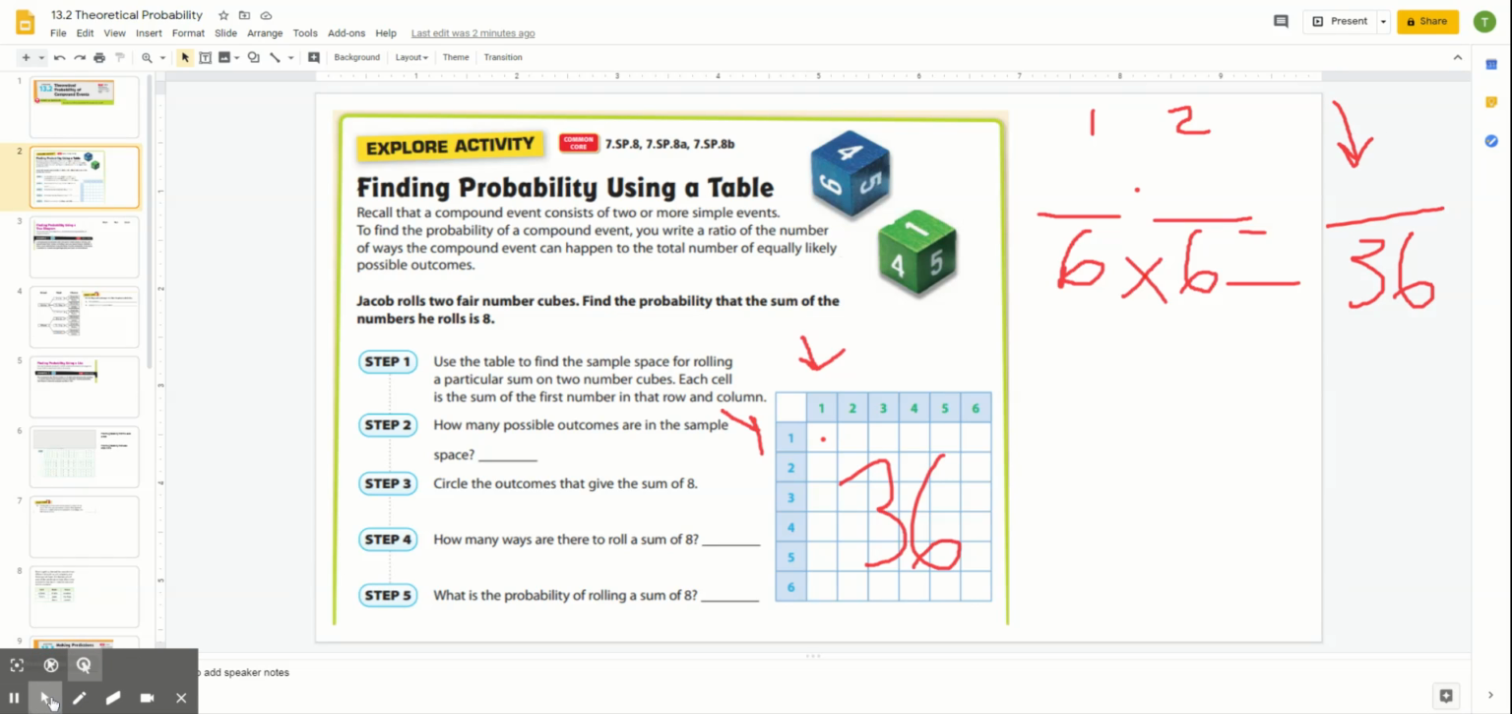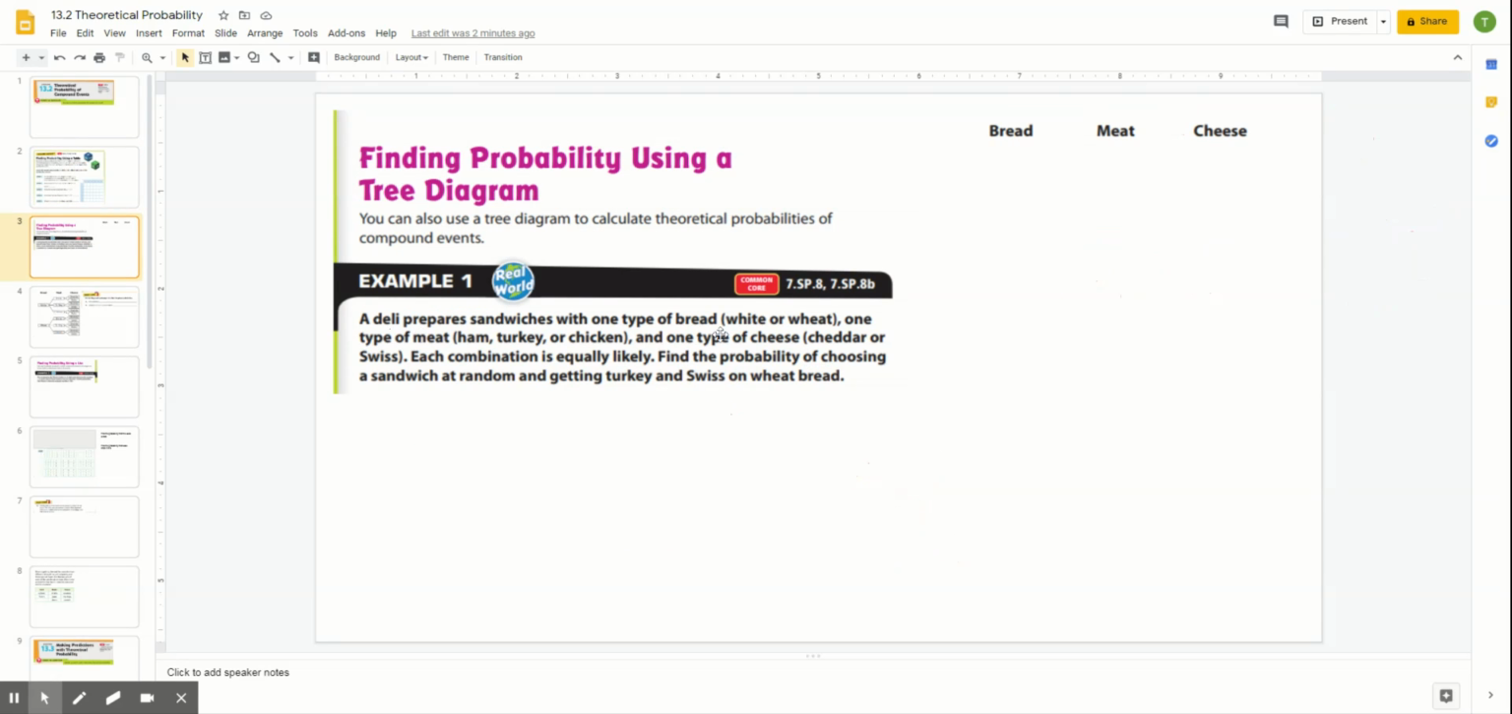All right, so you'll see a very common example such as this when it comes to sandwiches, like in a store. So a deli prepares sandwiches with one type of bread, white or wheat, one type of meat, ham, turkey, or chicken, and one type of cheese, cheddar or Swiss. All right, so we have those broken down here. So I'm going to give you just prefixes, W for white, and then WH for wheat. And then the different types of meats we have H, T, and C. All right, ham, turkey, or chicken. And then there's going to be two different types of cheeses for everything. We have cheddar, and then we have Swiss.